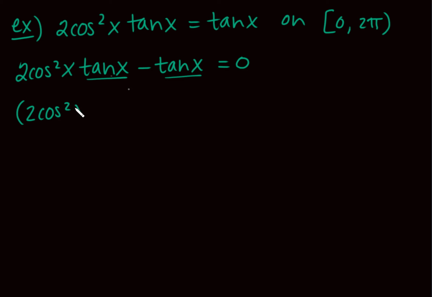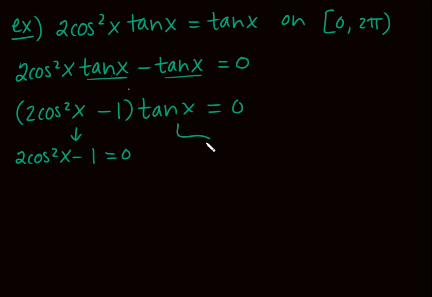So what I'm going to do is factor out tangent of x from each term. So I'm left with 2 cosine squared of x, so I know that's going to equal 0. Anytime I have two things multiplied and set equal to 0, I set them both equal to 0.